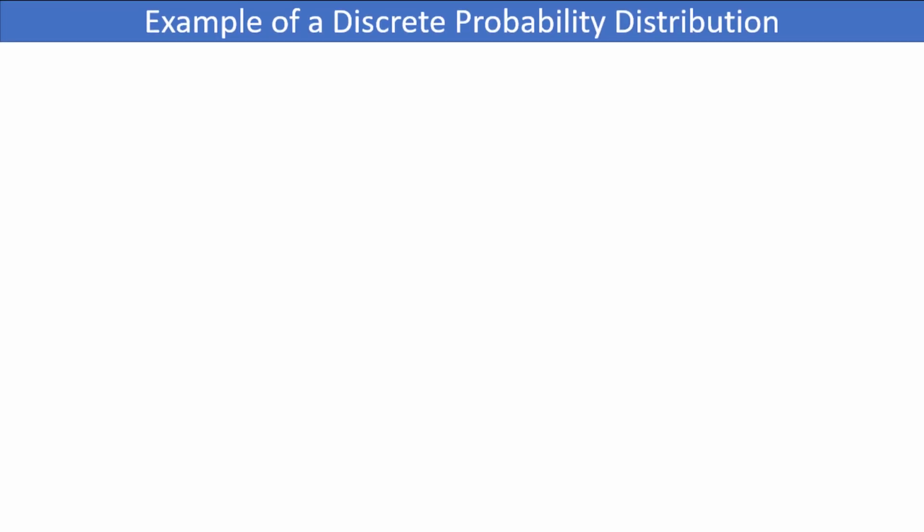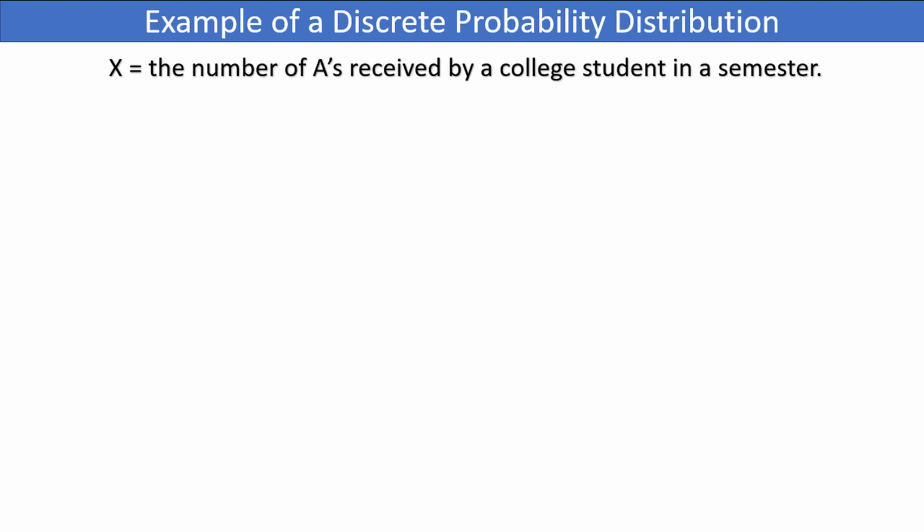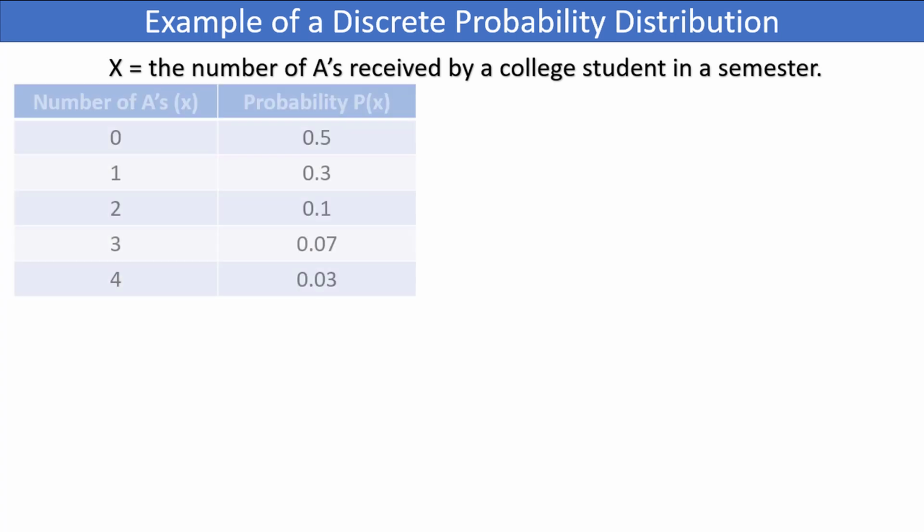Let's take a look at what a discrete probability distribution looks like. Let's consider the number of A's received by a college student in a semester. To keep things simple, let's limit this to anywhere from 0 to 4 A's. Of course, some students might be taking more than 4 classes, so the total number of A's could be more than 4. But for simplicity's sake, let's assume that the maximum number of A's for a student to earn in one semester is 4 for this example.